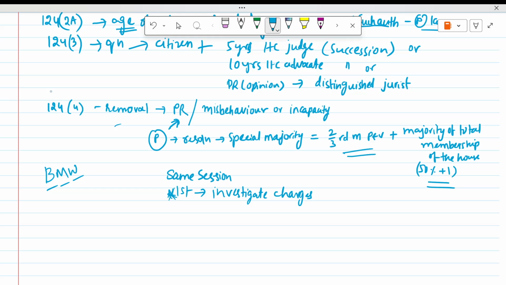Then what are the grounds? Misbehavior or incapacity. This is the grounds, and this removal resolution should be passed in the same session. And there is Article 124(5). This regulates the removal: Parliament by law can regulate removal.